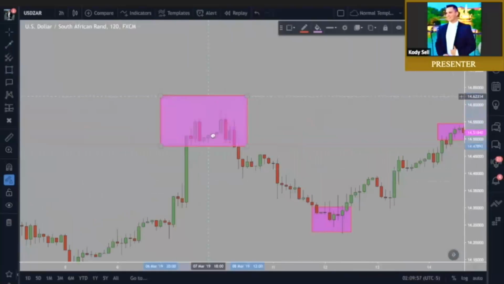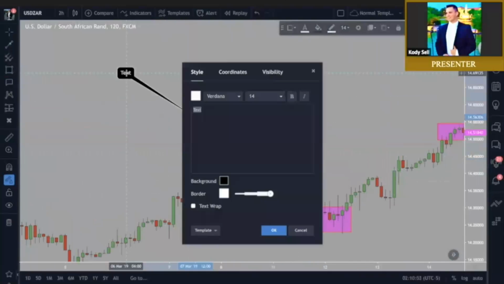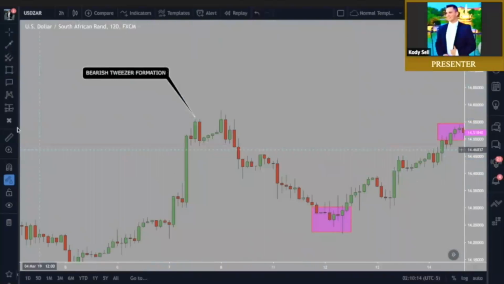Now when we get up here, what am I noticing? So let's move this box out of the way. What am I noticing right off the bat? Well, I'm noticing that we've got bearish tweezer formation. So bearish tweezer formation right off the bat. All right. Next, what do I see?